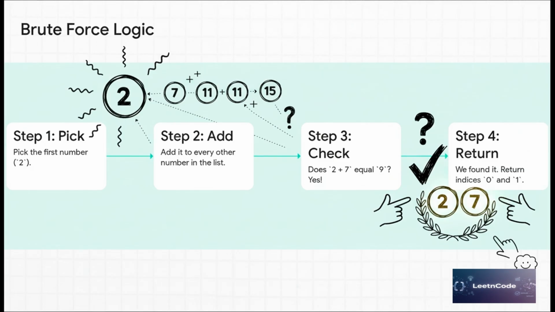So you check, is 2 plus 7 our answer? Is 2 plus 11 our answer? What about 2 plus 15? In this specific case, we actually get lucky. The very first pair we try, 2 plus 7, adds up to 9. So great, we're done. We can return their indices and call it a day.